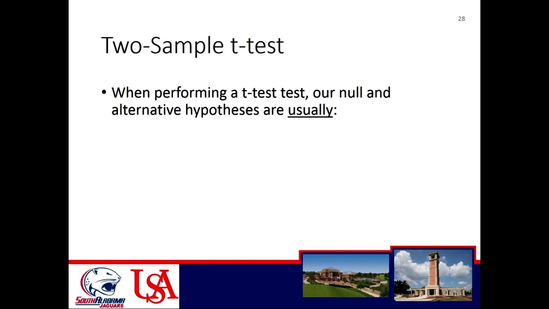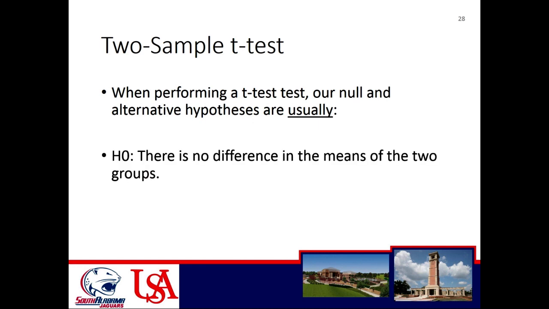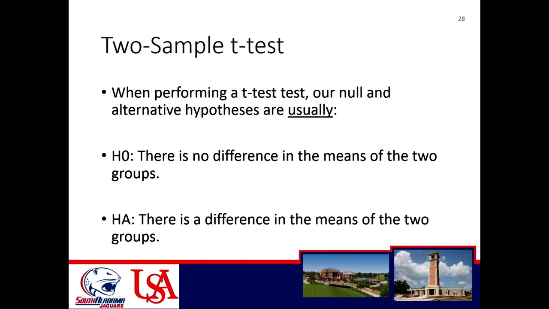So when performing a two-sample t-test, the null is that there's no difference between the mean of the groups, and our alternative hypothesis is there is a difference in the mean of the groups. So we perform a two-sample t-test, we get our p-value. If our p is less than 0.05, we can reject our null, we can say our results are statistically significant, and we say that there is a difference in the mean of those two groups.